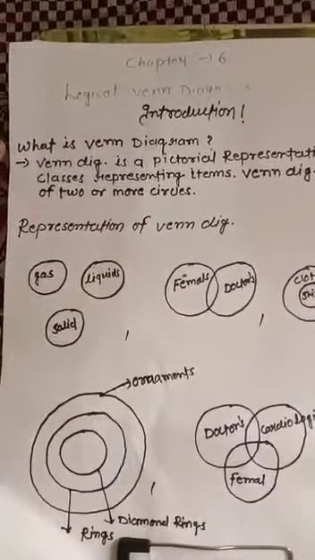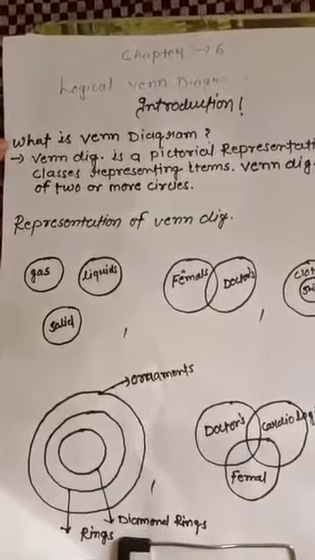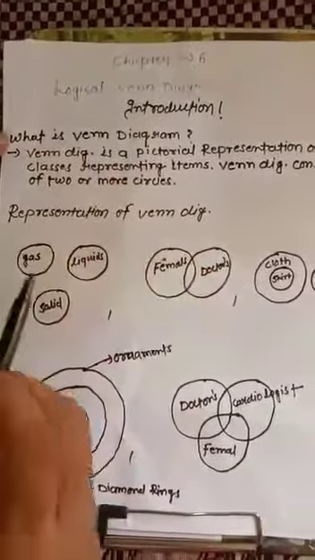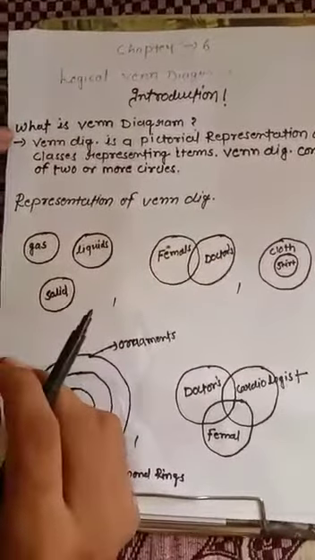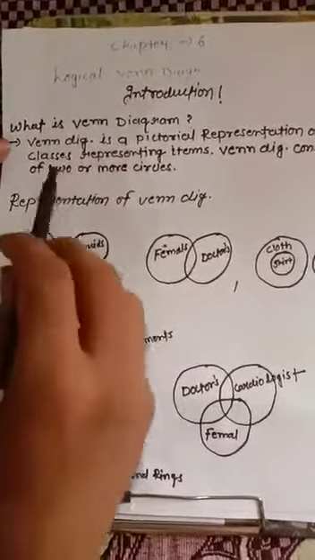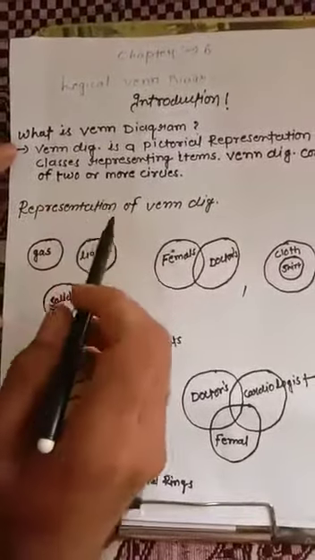Hello everyone. Today we are going to solve chapter number 6, that is logical Venn diagram, and this is the introduction part of logical Venn diagram. First of all, we have to understand what a Venn diagram is. That means, what is a Venn diagram?